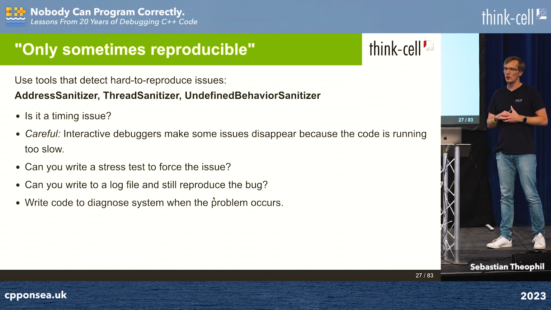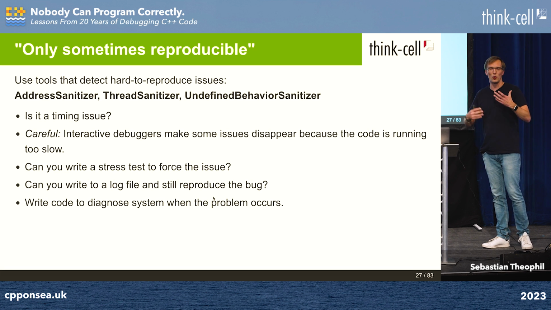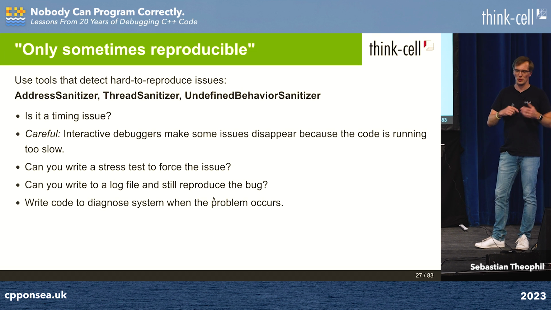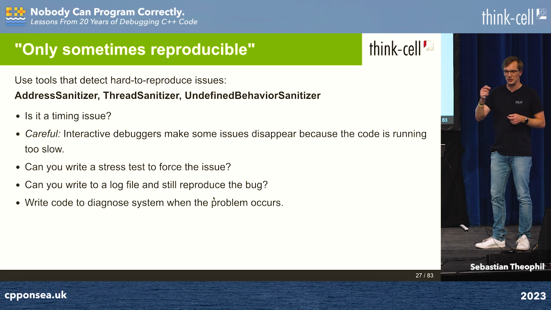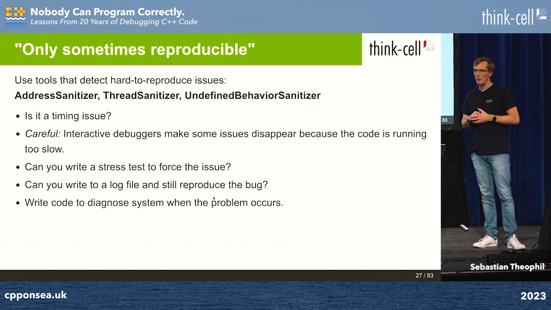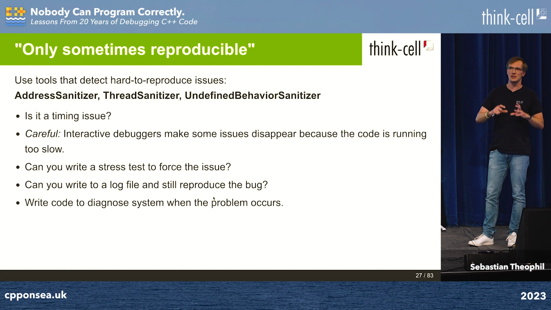If bugs are only sometimes reproducible, very often that might be a timing issue. Maybe you need to run it in a specific order on a machine that has a specific performance for the bug to appear. Often those issues will disappear if you attach an interactive debugger as you're trying to figure out what goes wrong. The bug is irreproducible. What you can do in those situations is write stress tests, for example. Make sure that the piece of code where you think the bug is executed much more frequently than it would otherwise be, to make sure this bug appears soon.